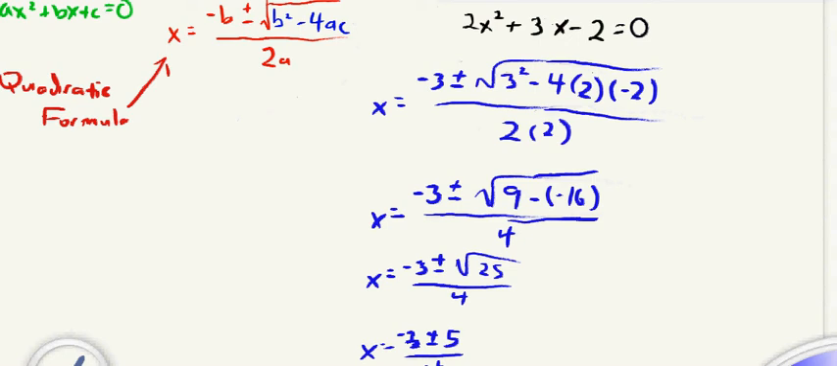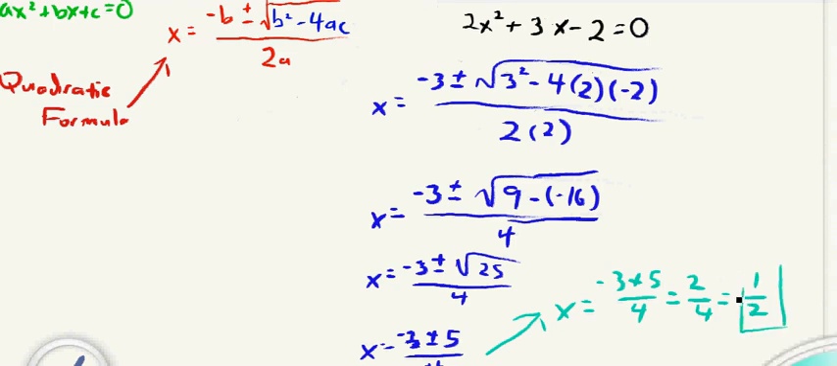Okay, so at this point we want to break it up into our two solutions, okay? So the first one, right, we break it up into our first solution. We're going to get that x equals negative 3 plus 5 over 4. So negative 3 plus 5 is 2, and 2 over 4 simplifies down to 1/2. Okay, so one thing that x equals is 1/2. That's one of our answers, that x is 1/2.